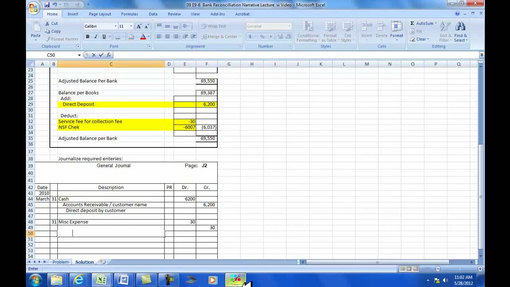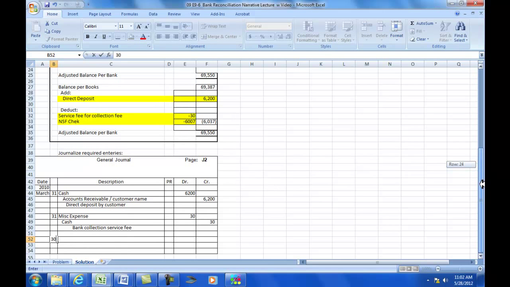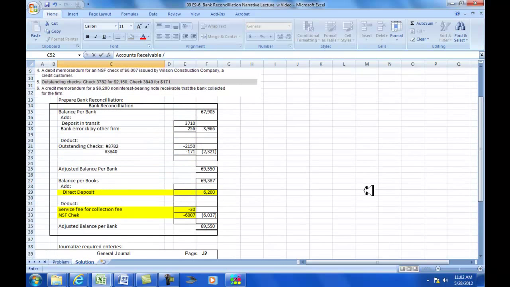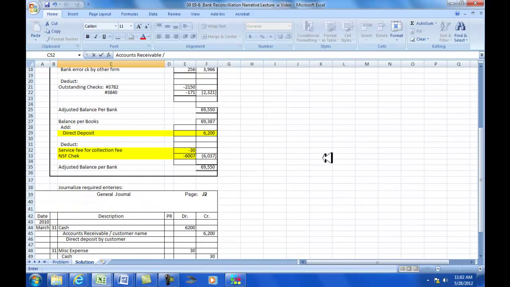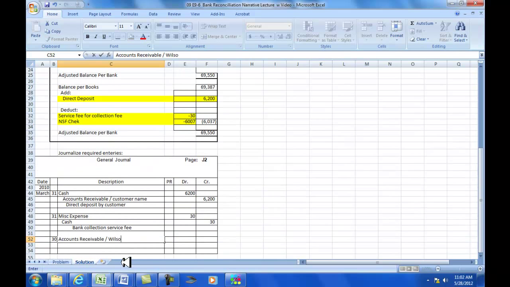And then we have another one here on the 30th. See if I can get this a little bit farther down. Okay, and this is the NSF check. Now, an NSF check, a bounced check, is always going to be debited to accounts receivable. And the person who bounced it, let's see if they told us. Okay, this is from Wilson Construction Company, 6,007.